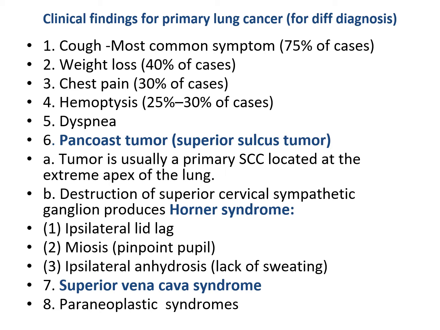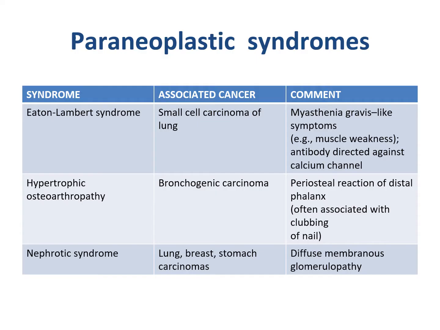The tumor is usually a primary SCC located at the extreme apex of the lung. Destruction of the superior cervical sympathetic ganglion produces Horner syndrome, which means ipsilateral miosis, ipsilateral anhidrosis, and also superior vena cava syndrome. Paraneoplastic syndromes.